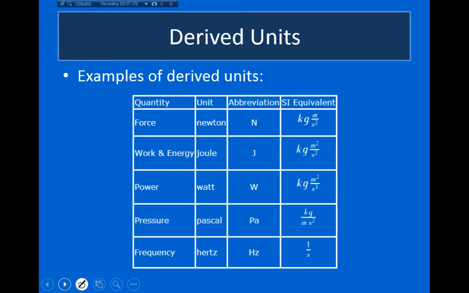And so here in this table, I just have several different derived units. So we can see the newton, the joule, watt, the pascal, and the hertz. And all of these are units which are measured in terms of kilograms, meters, and seconds.